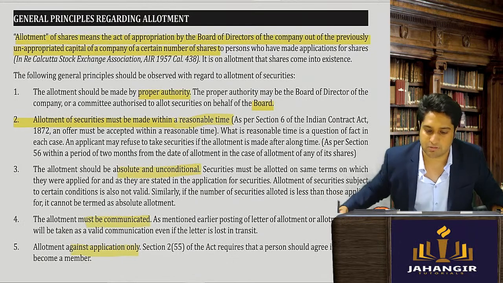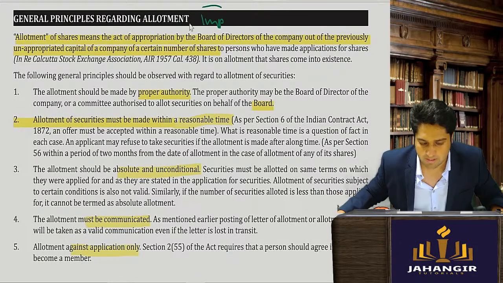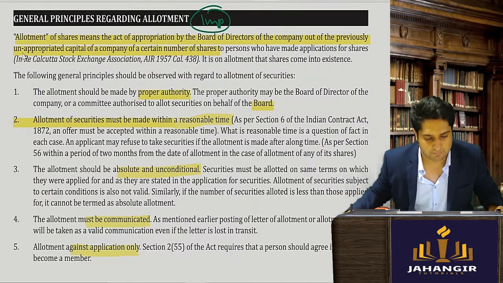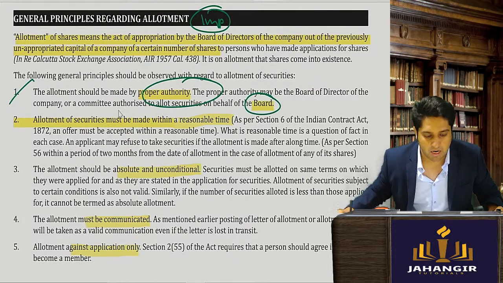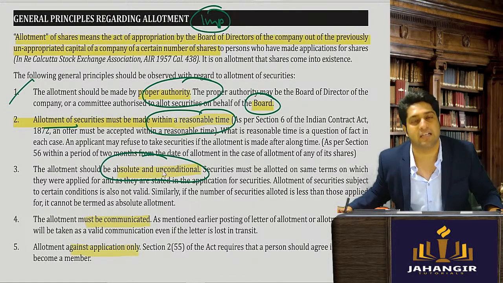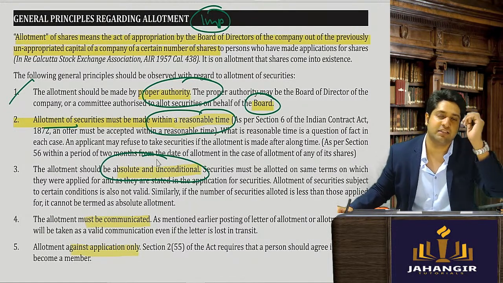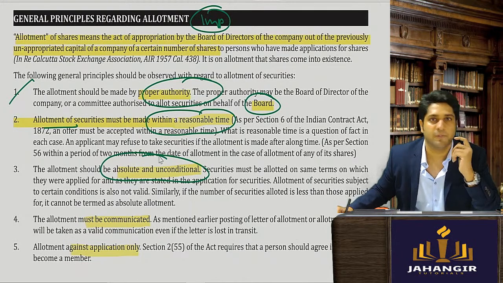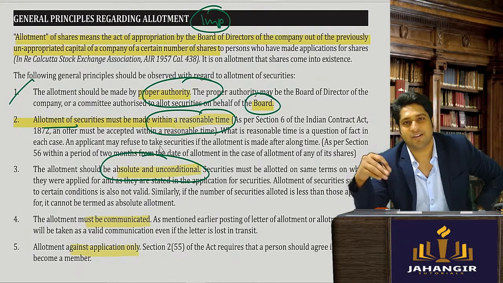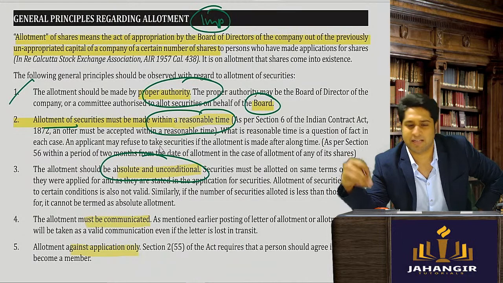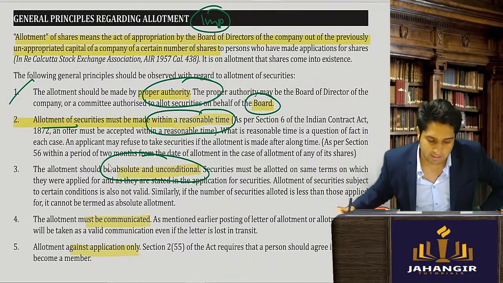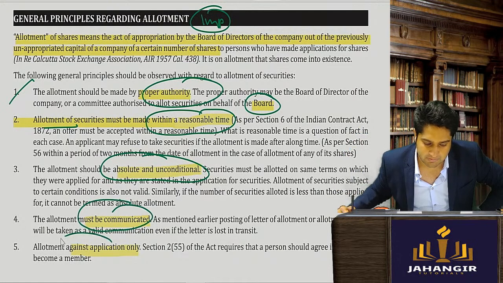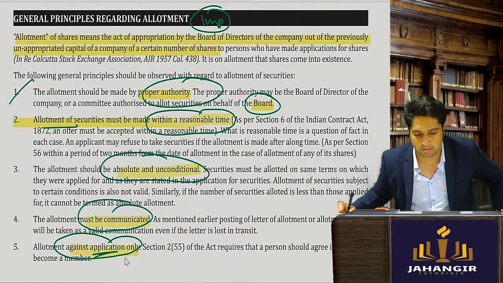Now general principles of allotment are important. The basic principles are that allotment should be done by the board of directors, within a reasonable time. It should be absolute and unconditional. I cannot tell you to sing a song and then I will give you. If you have subscribed and given the money, I have to allot. It should not have ifs and buts. It should be communicated and must be against application money only.